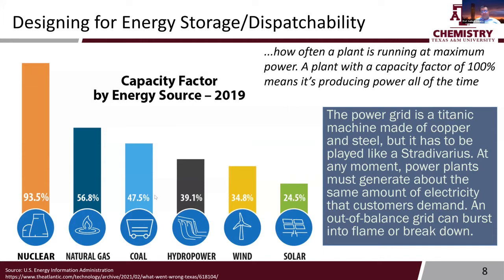And this is a nice quote from this Atlantic article: the power grid is a titanic machine, and it has to be played like a Stradivarius, like a violin. At any moment, the power plants must generate about the same amount of electricity that customers demand. If you are out of balance, your grid can burst into flame or break down. So there's a very delicate balance that has to be maintained. And so how do we fit in wind and solar, especially given its intermittency, into this picture?